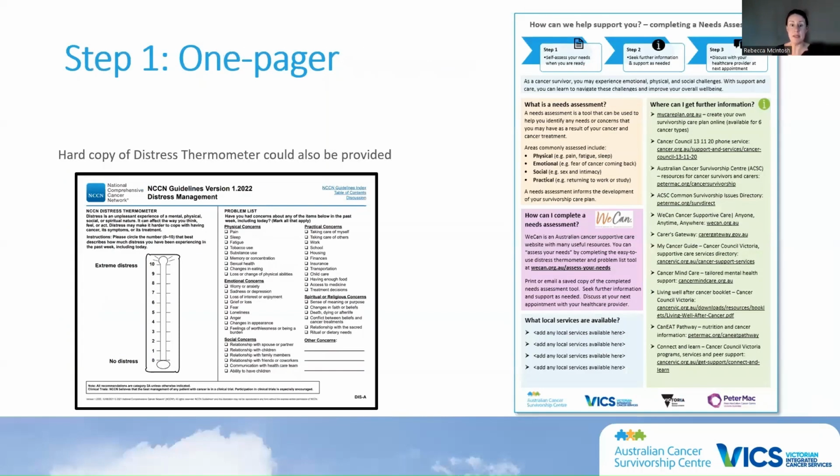The first step is to introduce the needs assessment to the patient via a conversation and to provide a one-page resource for the patient to review. The patient is encouraged to complete the needs assessment when they're ready. WeCan, an Australian supportive care website, has the distress thermometer and problem list tool online. Once completed, it can be printed or emailed to the patient. The link is provided in the one-page resource for patients to access.